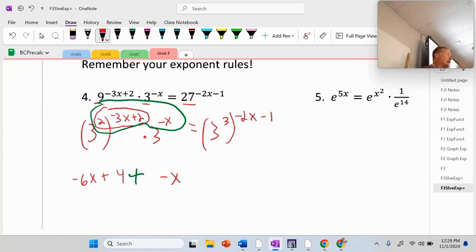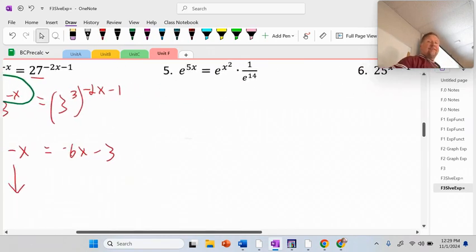We're in honors, we should be able to handle these multi-step things. And then this is negative 6x minus 3. Do you need me to solve this, or do you know how to solve a three-step, basic grade school equation? Right? Next one.